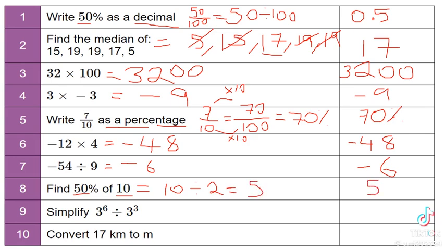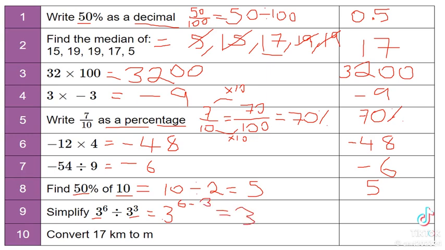Okay, this is question number 9. Simplify 3 to the 6 divided by 3 to the power of 3, or 3 cubed. I've got the same base here. I'm dividing, so I can just subtract the powers. So it goes to 3 to the 6 minus 3, which is equal to 3 cubed, or 3 to the 3.